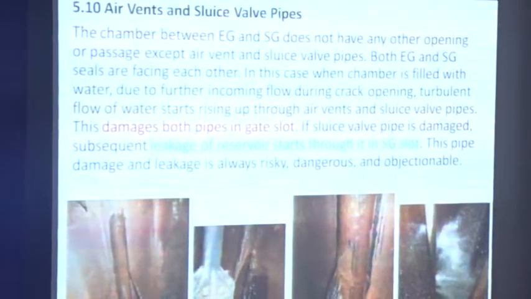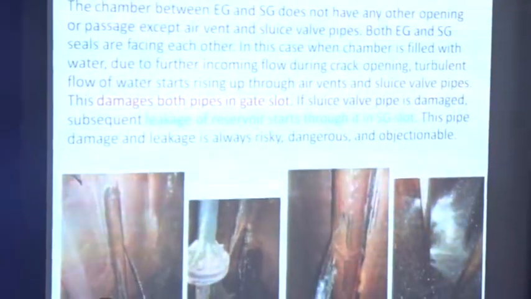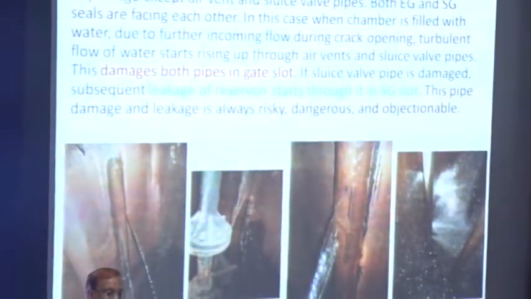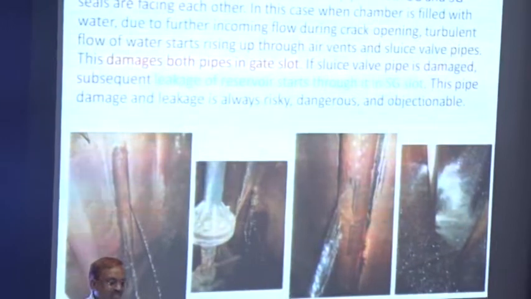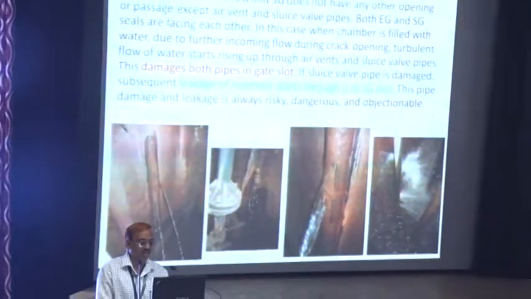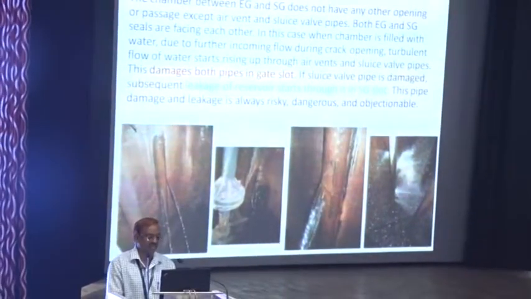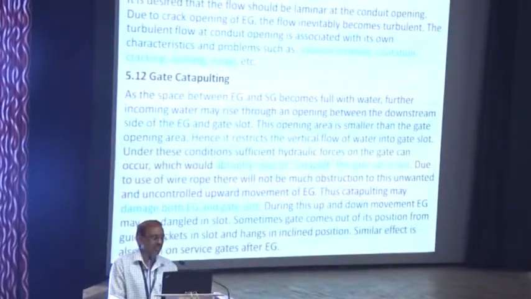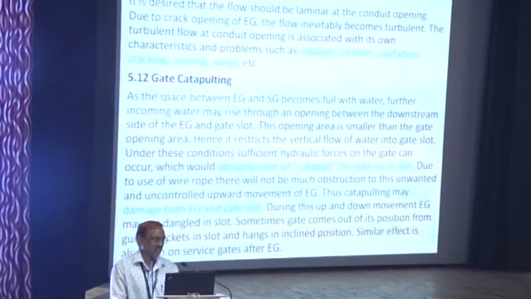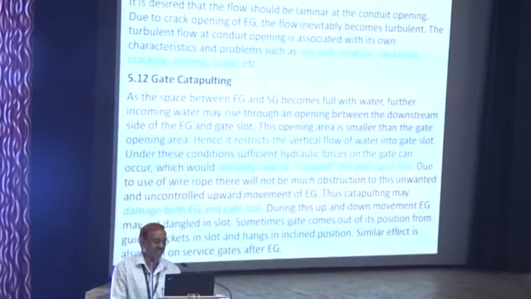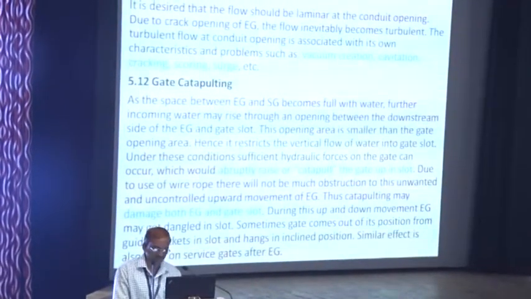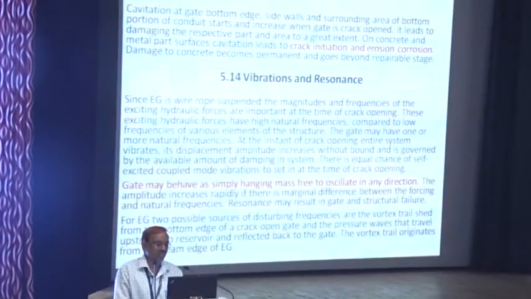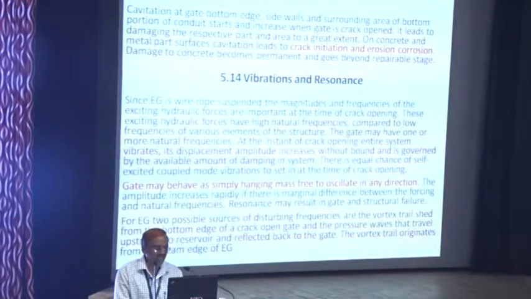Air vent and sluice wall pipes. You see, leakages are abundantly available, and they occur in a particular fashion at some length. Then conduit opening and flow: after crack opening, it will be disturbed. Then catapulting may occur. Cavitation will be there in severe form. Vibrations and resonance of the gate will be there.